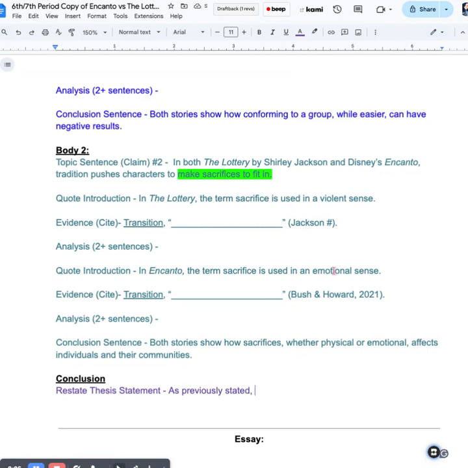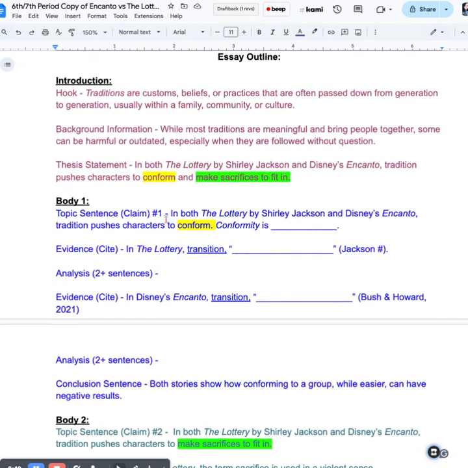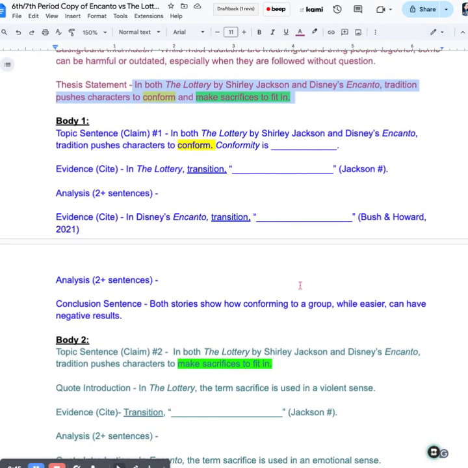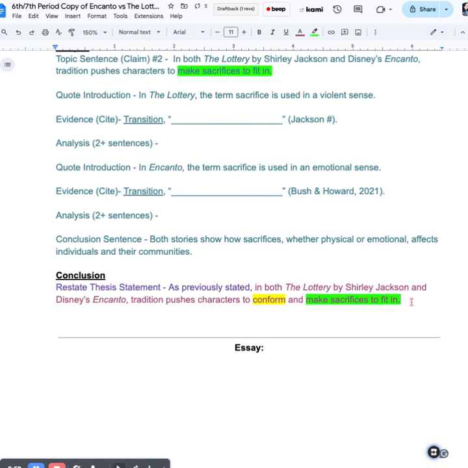Then the easiest part about the entire essay, all you have to do is scroll up to your original thesis statement, copy it. That's why we said as previously stated, paste it, and then we're going to edit. We need to make sure that the I and in, it's no longer starting the sentence. So we need to make sure that it is lowercase. Okay. So as previously stated, in both The Lottery by Shirley Jackson and Disney's Encanto, tradition pushes characters to conform and make sacrifices to fit in.